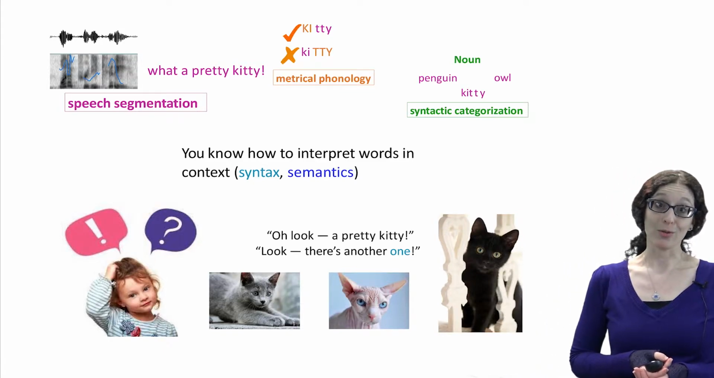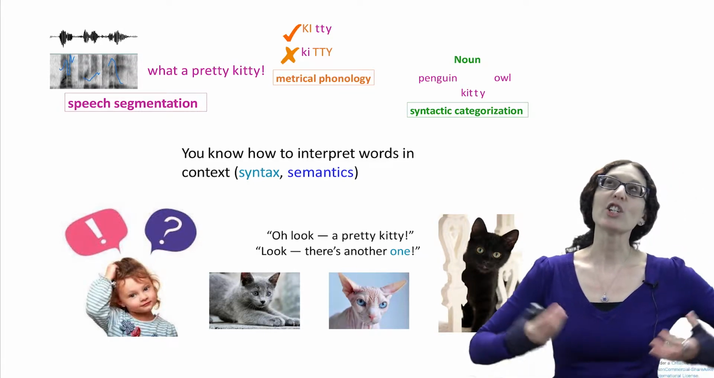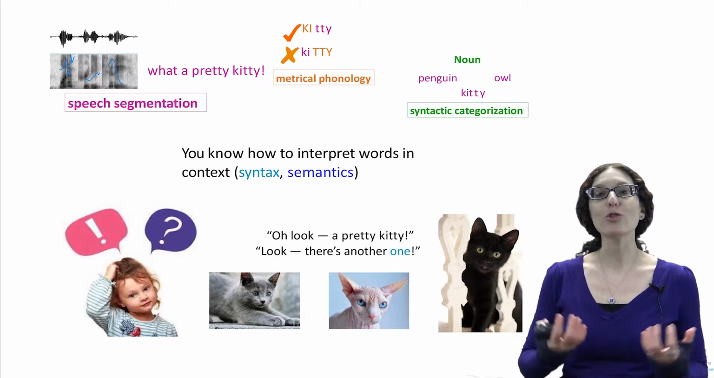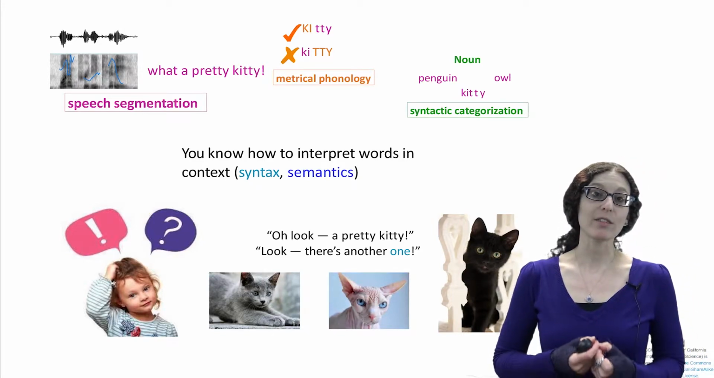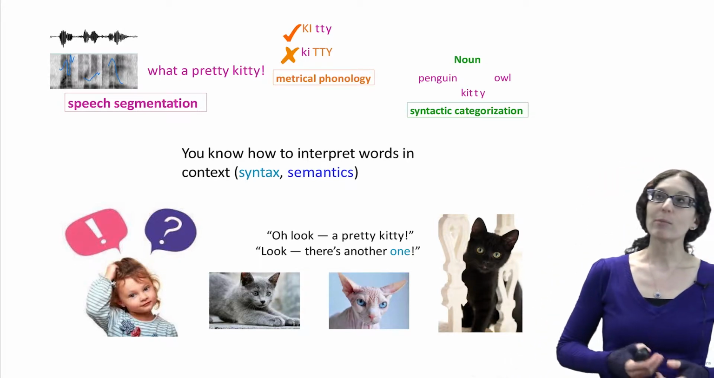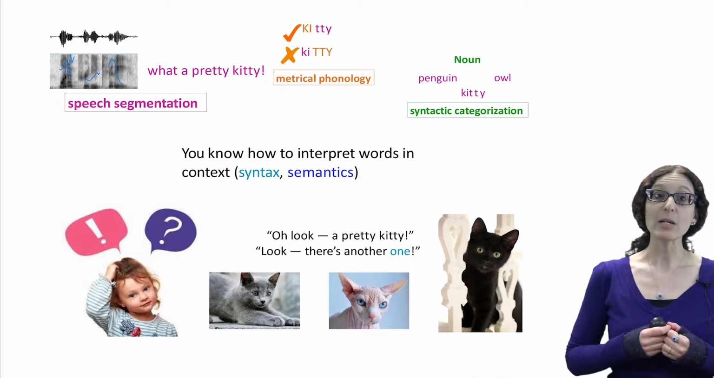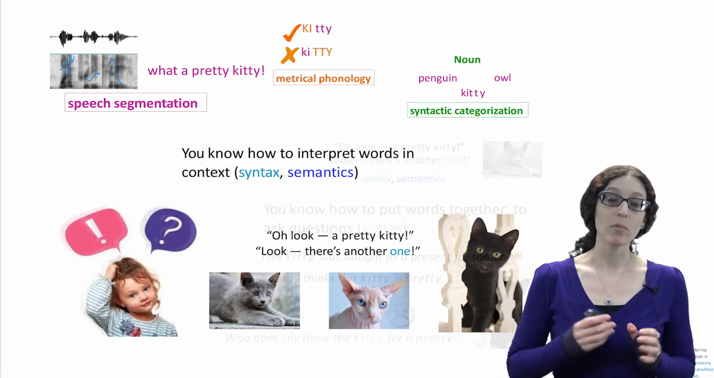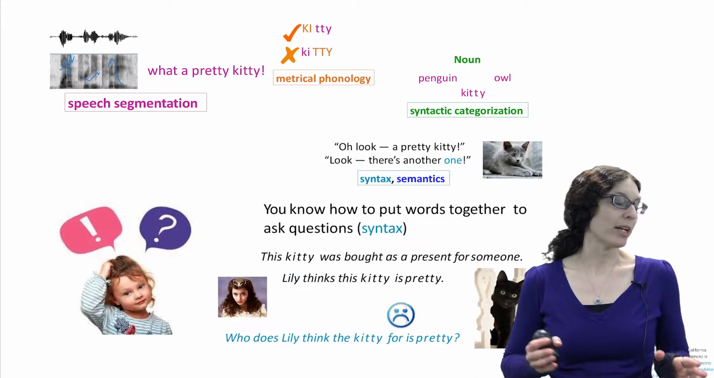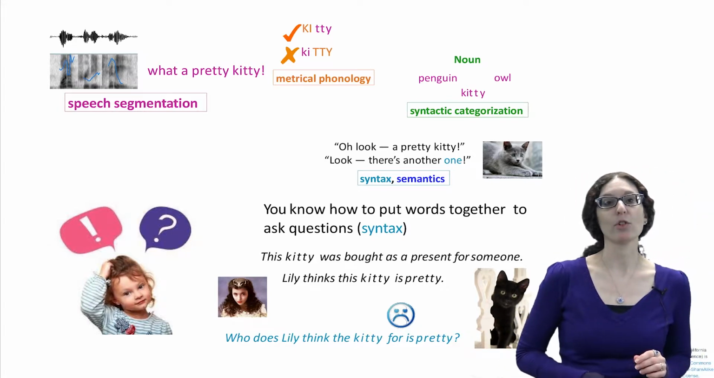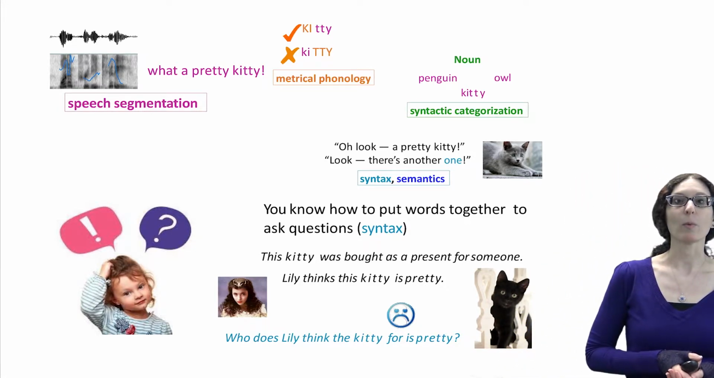You also know how to put words together into larger phrases and larger units to make, for example, questions, again, using your knowledge of syntax, of language structure. So for example, there's a kitty, and maybe this kitty was bought as a present for someone. Okay, and then there's this girl, Lily, and Lily thinks this kitty is pretty. Great. Now, suppose you want to ask about this situation. Can you ask it this way?